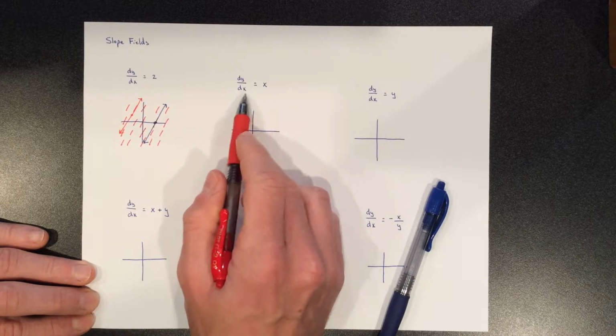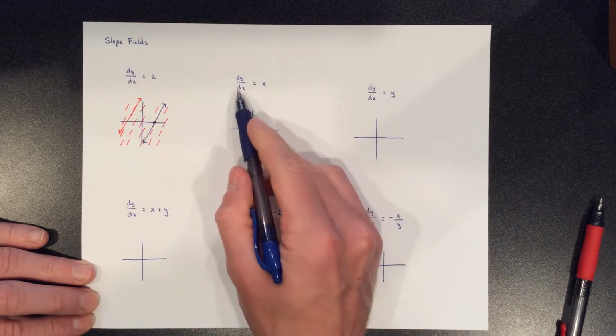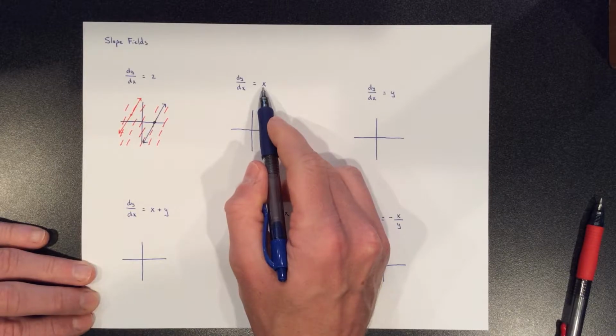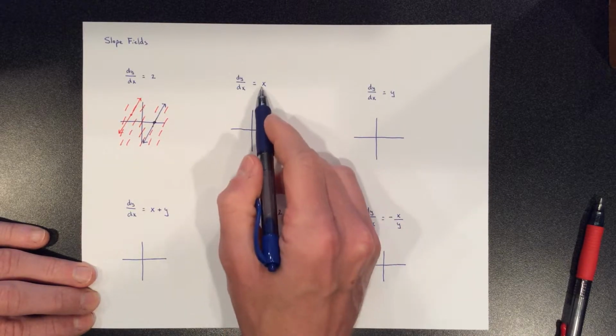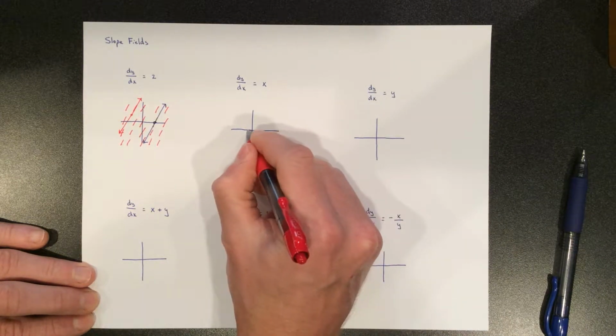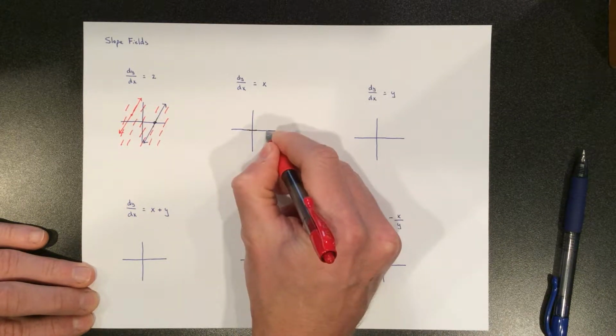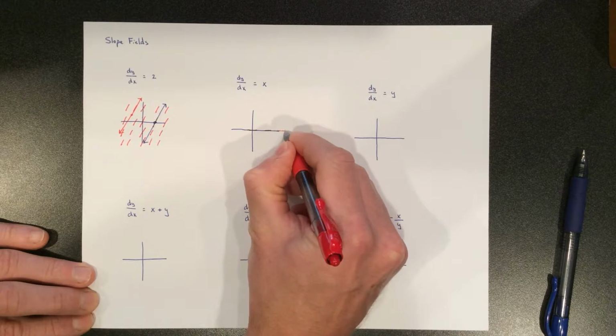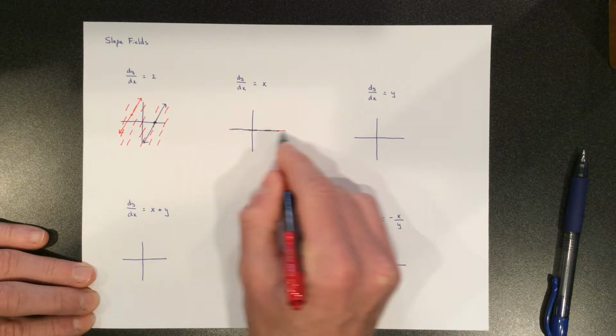All right, let's look at this one. This is more interesting because now the slope is dependent on x. So if x is 0, what's the slope? Well, the slope is just 0. So let's do all those. So x is 0 here, x is 0 at this point, x is 0 over here. When x is 0, the slope is 0.